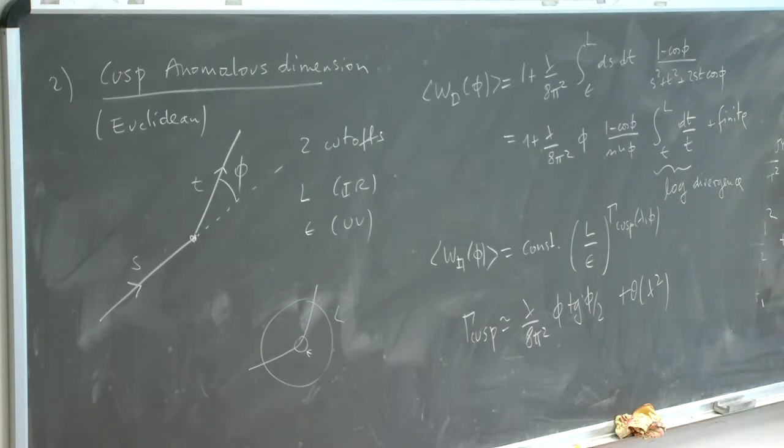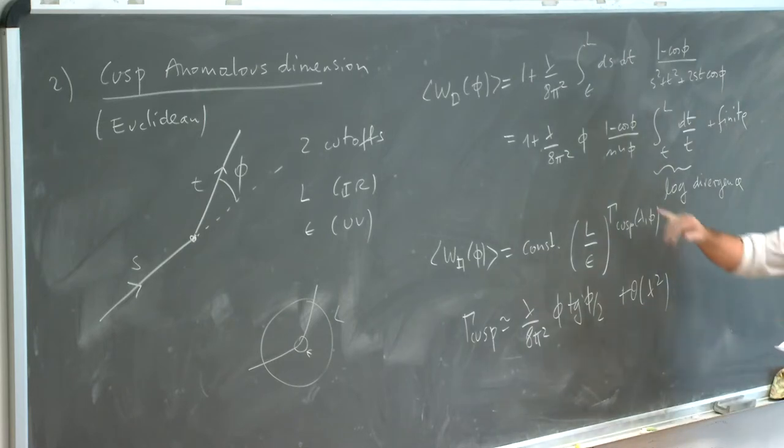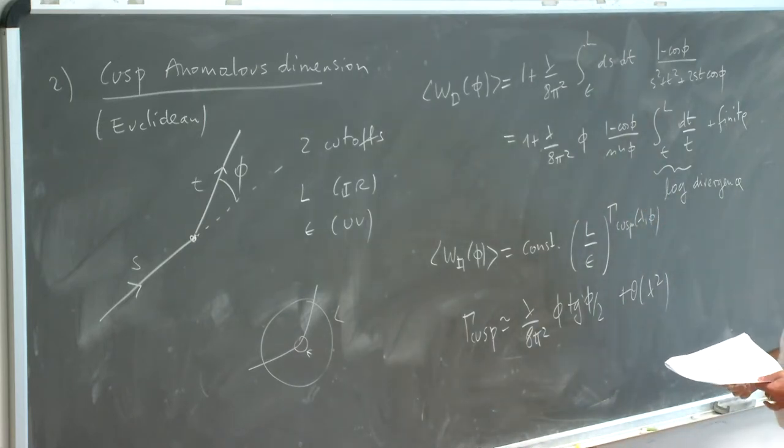Yes? You got phi in front of the 1 over 1 minus cos. Is it present? Which one? Got phi. Yeah, so this goes here.